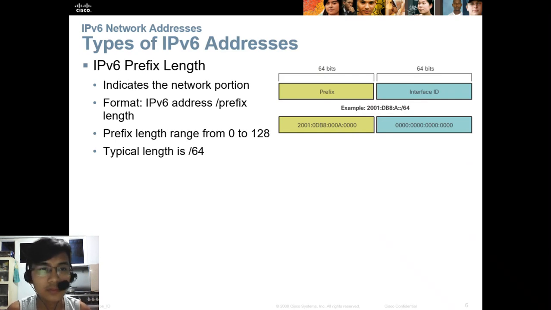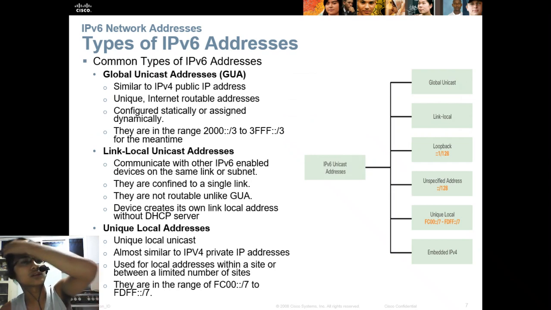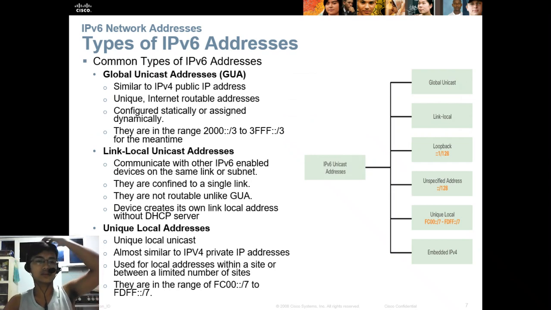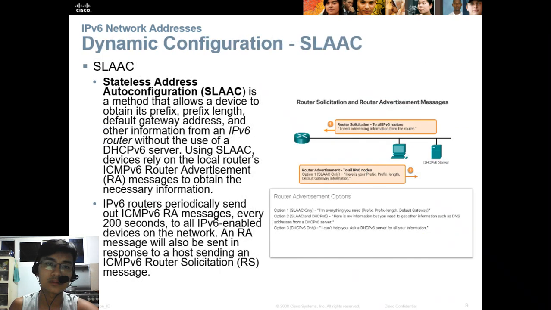The prefix length of IPv6 indicates the network portion. The format is IPv6 address/prefix length. The prefix length ranges from 0 to 128. The typical length is /64. Common types of IPv6 addresses: we have global unicast addresses, link-local unicast addresses, and unique local addresses. Common types of IPv6 addresses, we have the link-local unicast addresses.